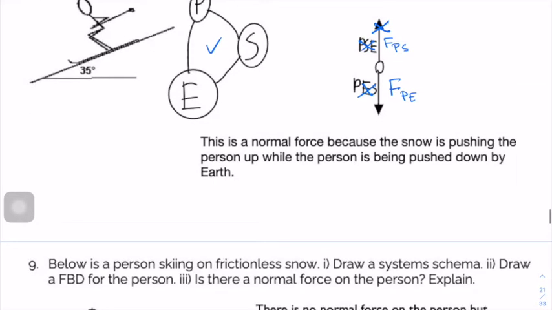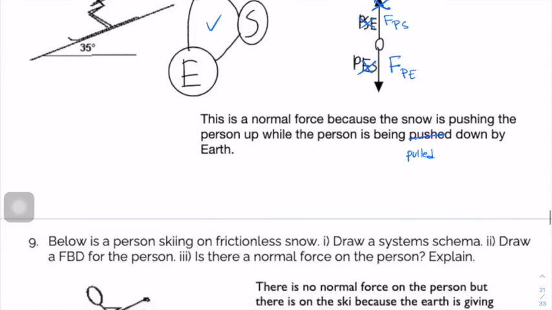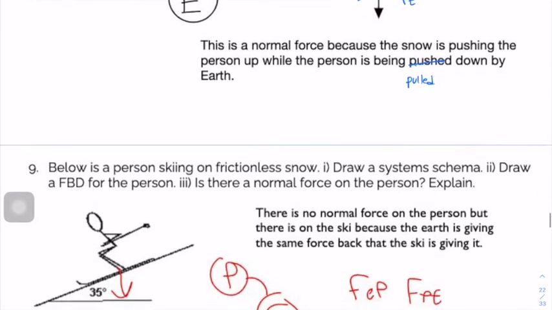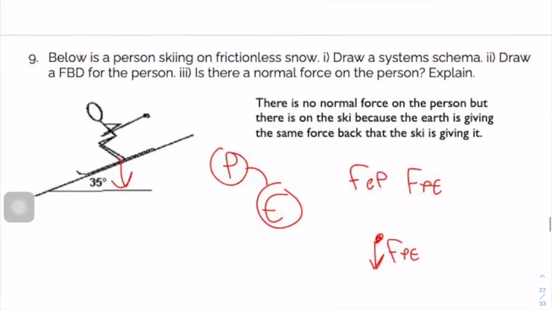It's normal force because the snow is pushing the person up while the person is being, we should say, pulled down by the earth. So, not quite elegant, but I'm okay. Elegant's the wrong word. Probably not quite accurate, but I can live with it for now.